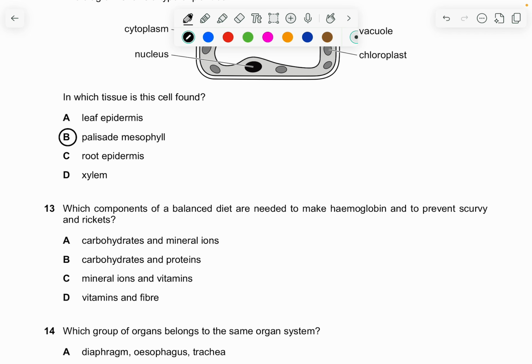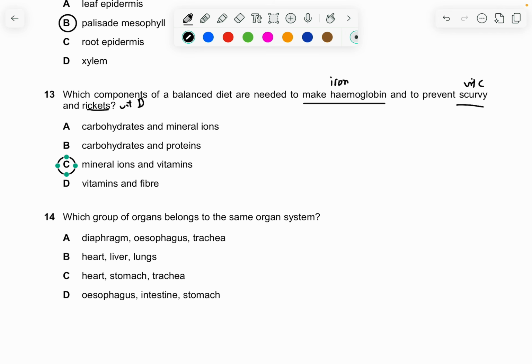Which component of a balanced diet is needed to make hemoglobin, to prevent scurvy and rickets? So this is vitamin C, and this is vitamin D. Alright, and they tell you to make hemoglobin, which is actually iron, if you know. Okay, so where is the answer? So the answer is mineral ions and vitamins, because iron is a mineral ion, and vitamin C and D are obviously vitamins, right? Alright, question 14.